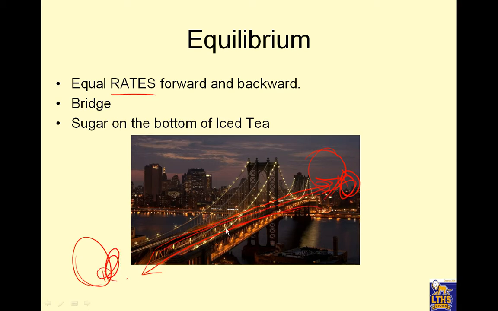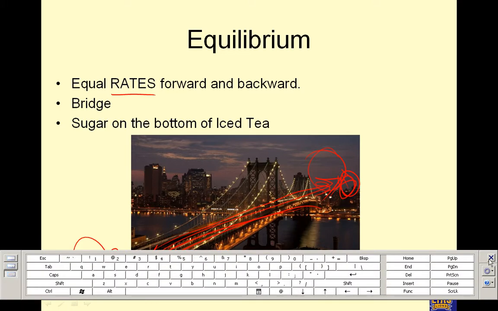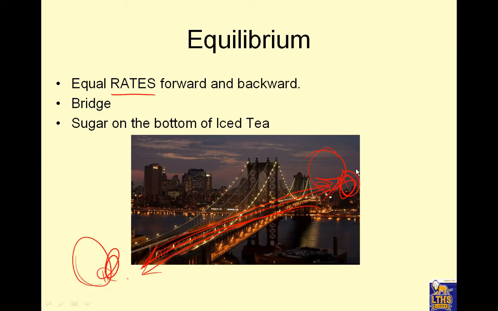So the forward reaction's going, the reverse reaction's going at the same time. They're both still changing, and that looks like the number of cars over here and the number of cars over there doesn't change, but that's just because they're changing at the same rate.